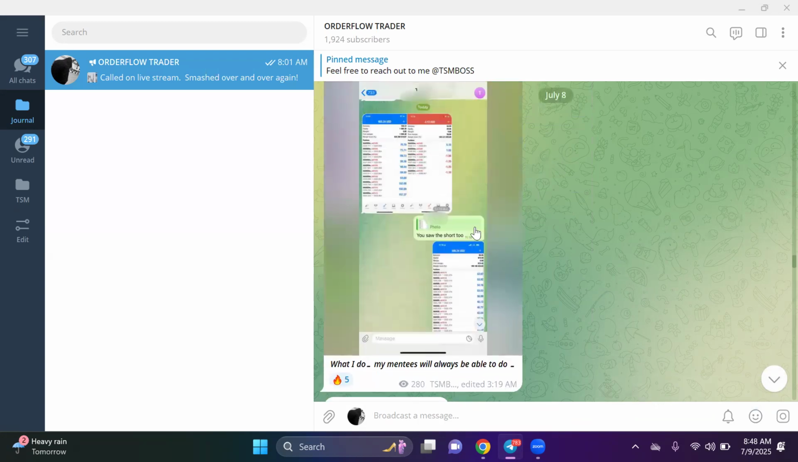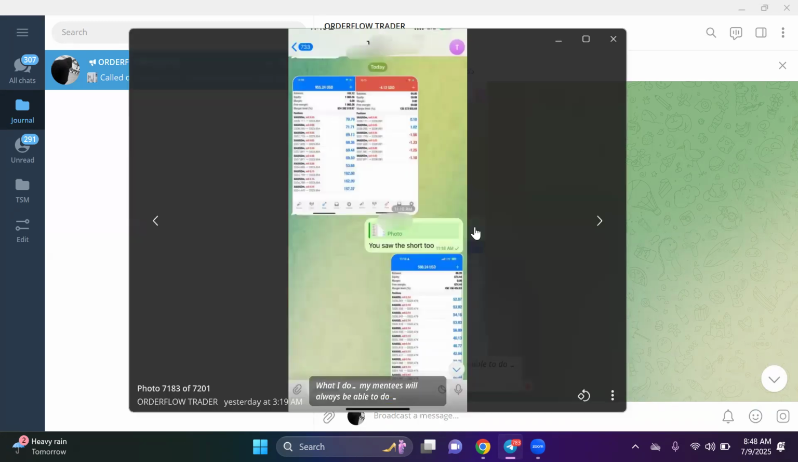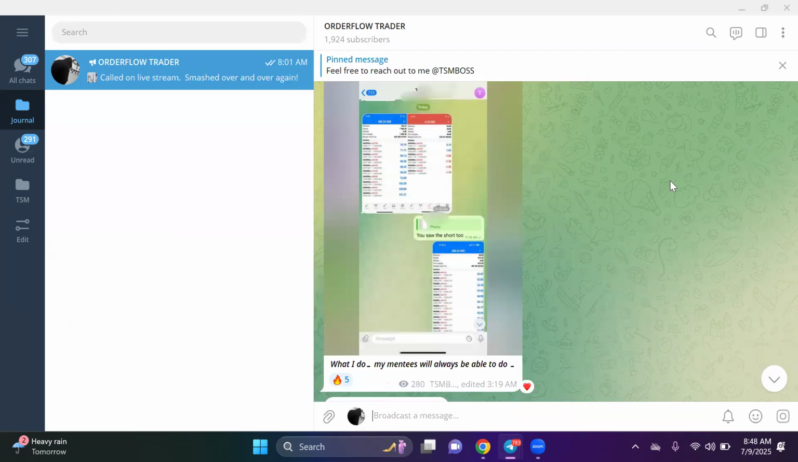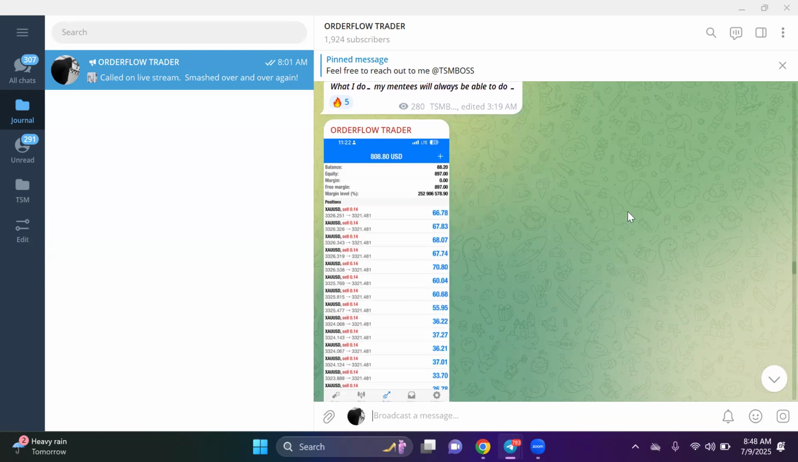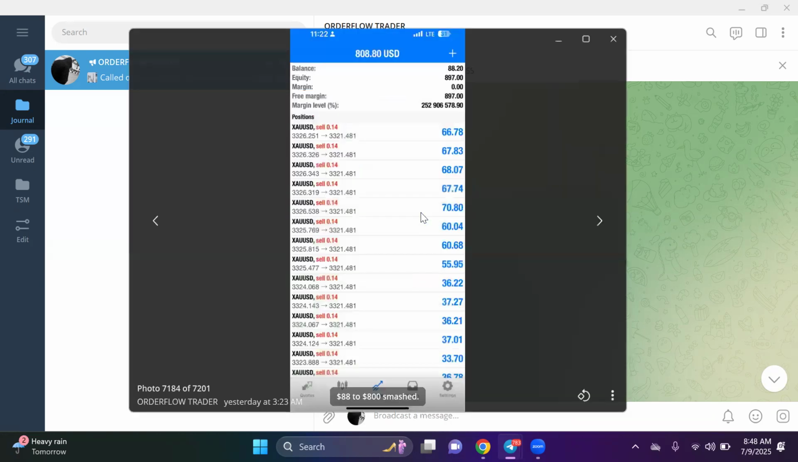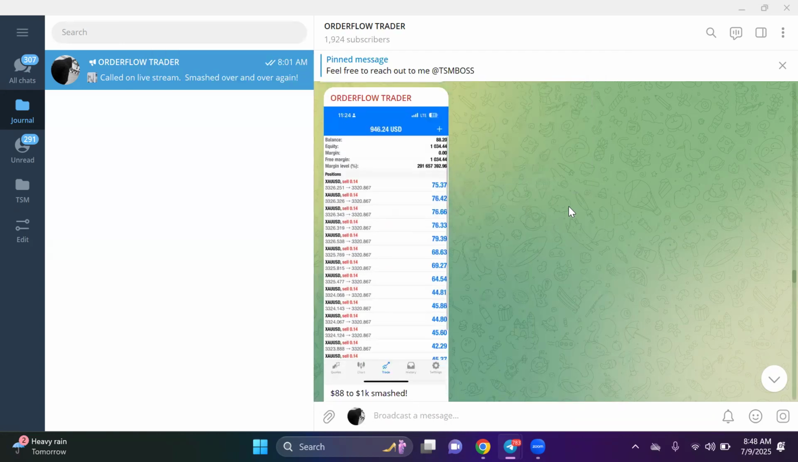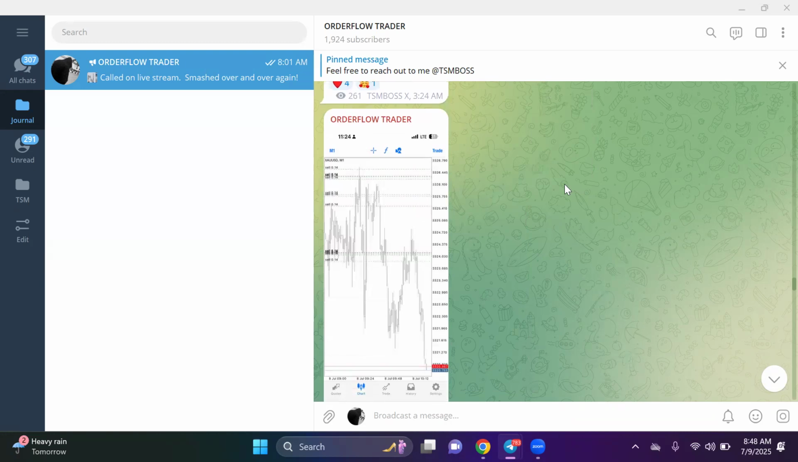And as you also see right here, we have the mentee replicating the setups and doing the same thing. We were able to have a mentee take 100 USD to over 1000 USD. He did catch the same thing as I did. So this was the starting balance versus our entry. We had 88 USD, we had it floating over 1000 USD, and this was the entry.